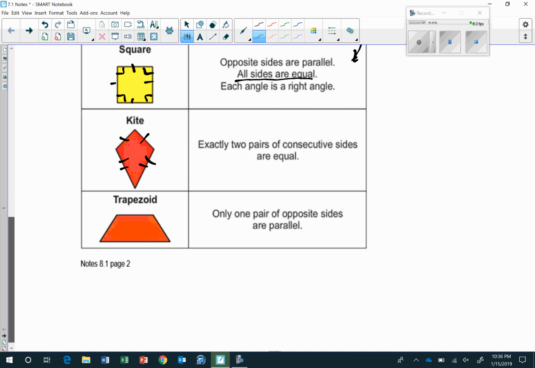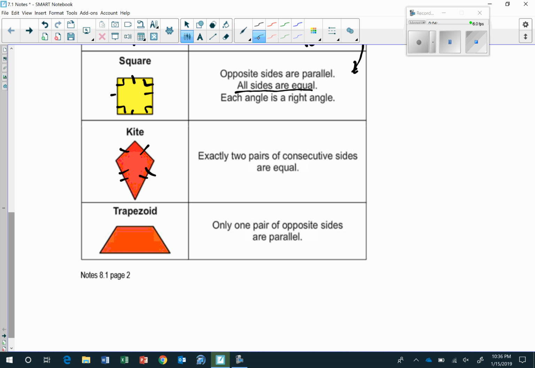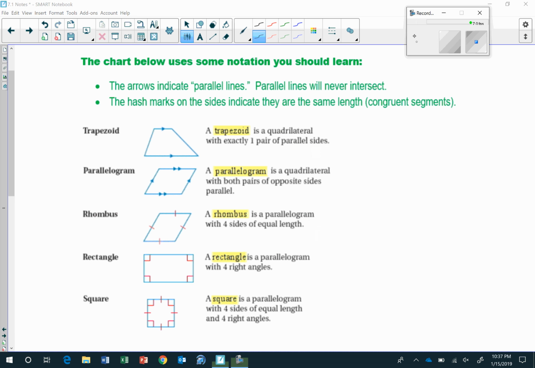And then the last one is a trapezoid. For a trapezoid, it says only one pair of opposite sides are parallel. Remember we said parallel means that they're never going to intersect. So the way that we draw or show that sides are parallel is they almost look like little arrowheads. So that says that this top line and the bottom line are parallel. If you look, the other sides are not parallel. If we kept going, eventually they would intersect. So for a trapezoid, you only have one pair of opposite sides being parallel. But again, all of these are quadrilaterals. All of them have four sides.